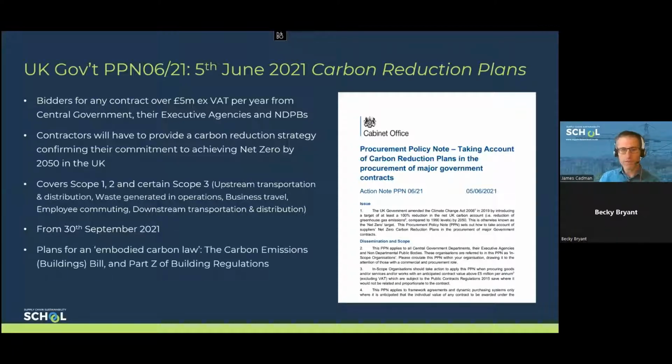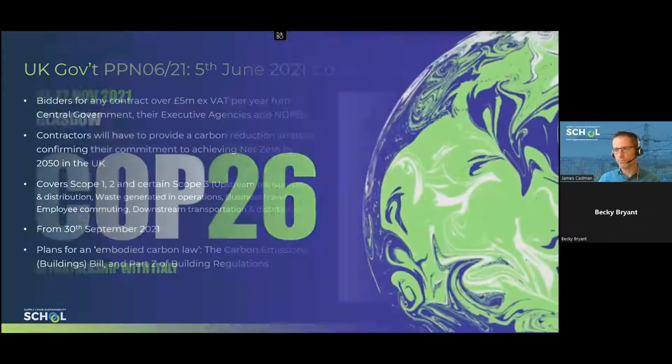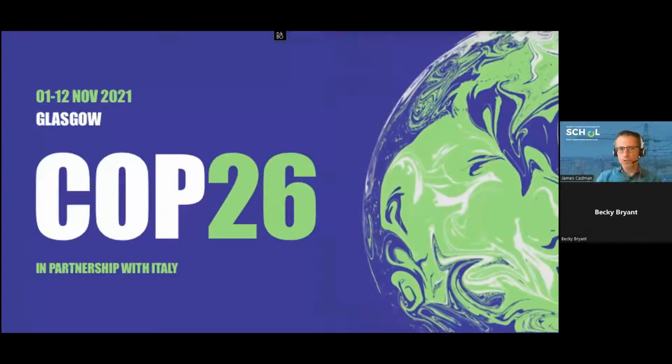And there are plans as well, bills going through Parliament, on an embodied carbon law. So taking the building regulations and adding a Part Z, as it's known, to look at measuring and reducing the embodied carbon of emissions as well, not just the direct tailpipe emissions from the works that we do. So that's all the context, what's been going on.